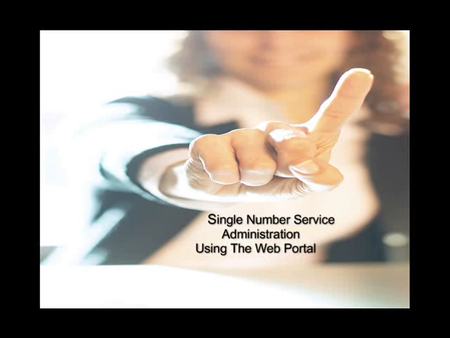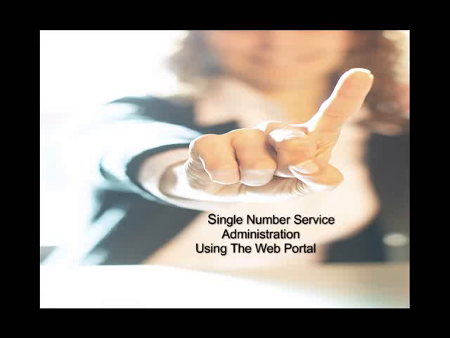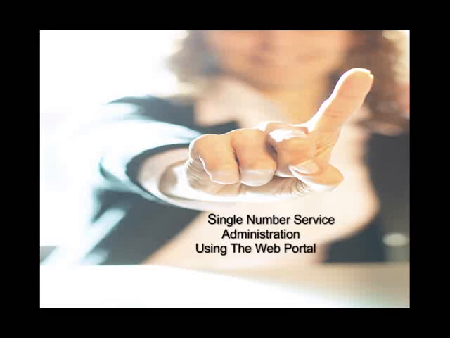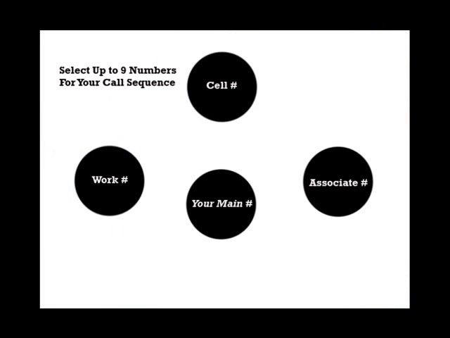The purpose of this video is to show you how to set up your single number service using the web portal. Single number service allows you to select up to 9 different numbers where you can be reached through your home or business phone number with one single number. When the service is enabled, anyone calling this number will be routed to numbers where you or your associates or family members can be reached.